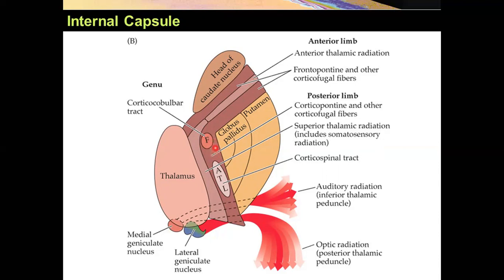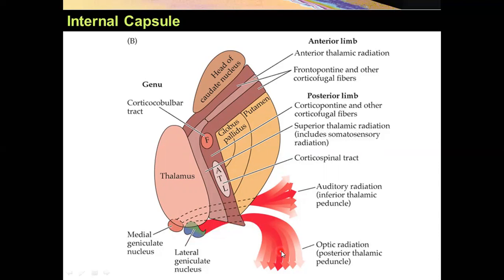Corticopontine and other corticofugal fibers and subthalamic radiation, including somatosensory radiation, and also the corticospinal tract run down through the posterior limb of the internal capsule. Here is the auditory radiation. It's also known as the inferior thalamic peduncle, and originates from the medial geniculate nucleus inside the medial geniculate body.